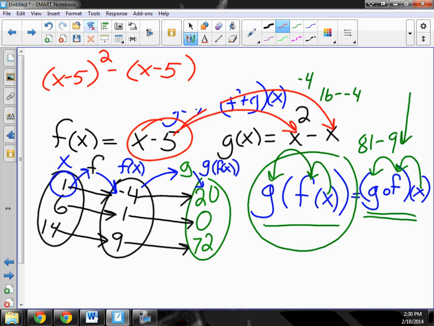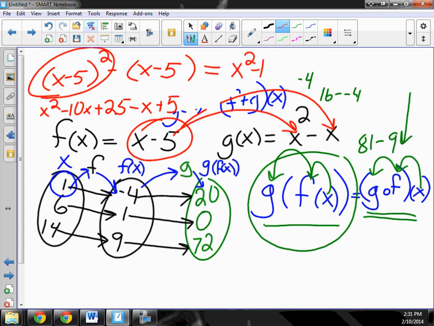Does that make sense? Now this is a pretty nasty one. A lot of them are easier than this. So we'll do a hard one, then we'll do a really easy one. So we're really good at multiplying these out. X squared minus 10x plus 25 minus x plus 5. So that's going to equal x squared minus 11x plus 30.